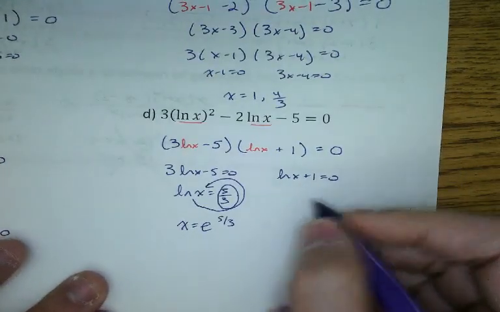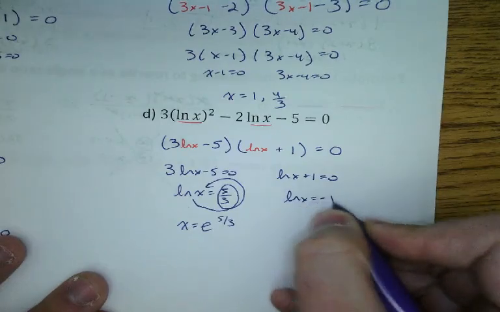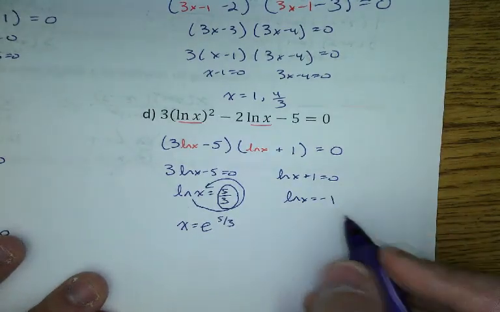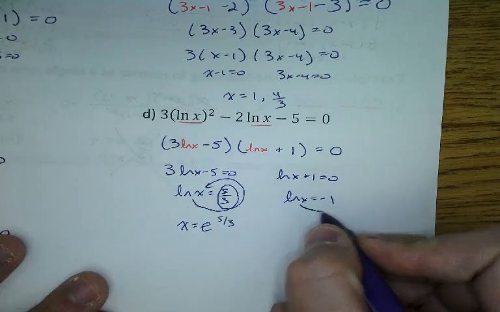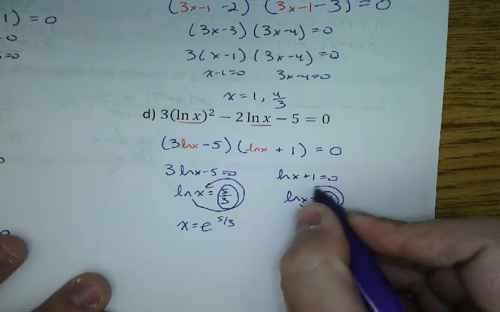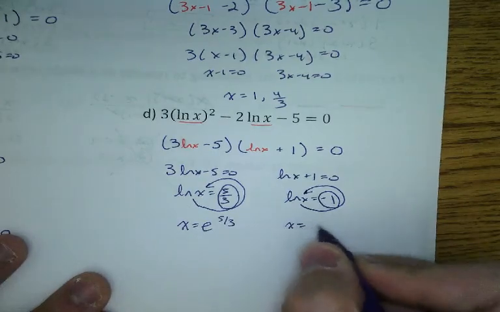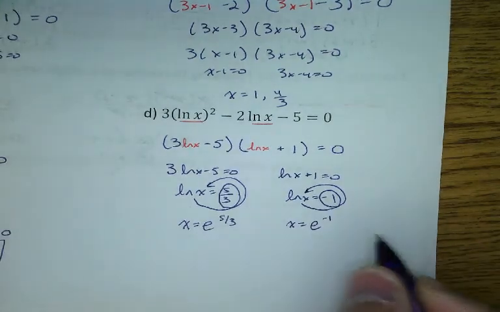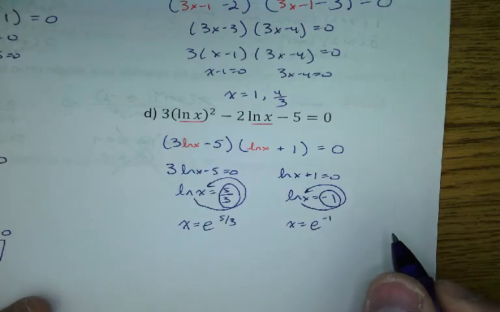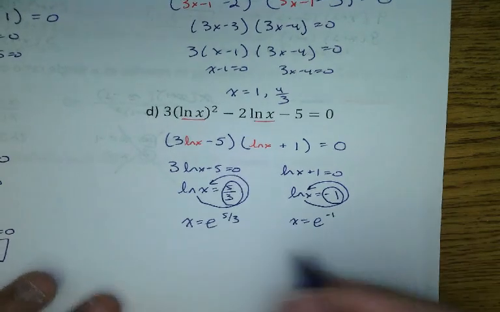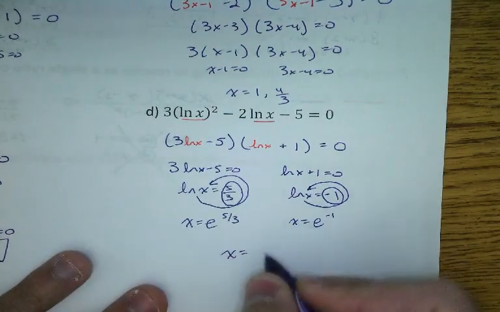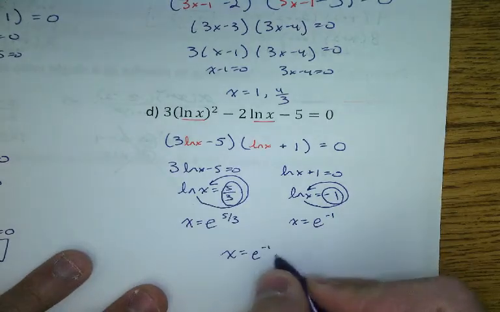The same thing on this one over here. We're going to get ln of x equals -1. And we're going to loop it, and we're going to get x to equal e to the -1. Any rejecting here? We don't reject nobody here. I'll just write this nice and prettily right here.